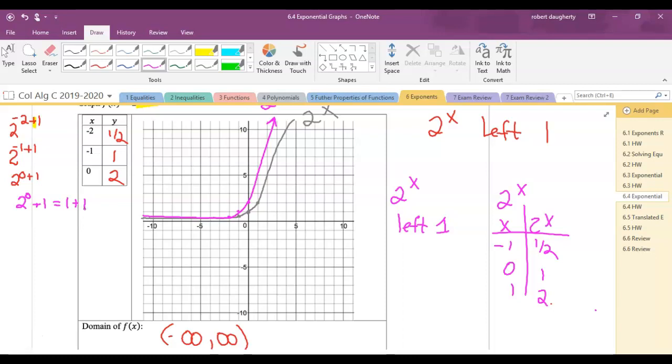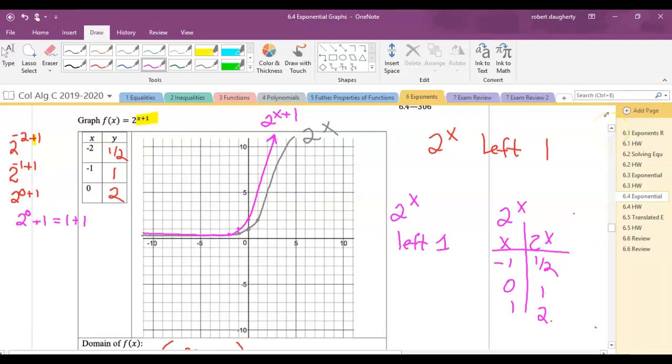What you always do, you look and see, I'm graphing 2 to the x plus 1. I want to figure out, where does x plus 1 equal 0? X plus 1 is equal to 0 when x is -1. That's the one that I graph here, okay? And then I pick a number on either side of it. So whatever this exponent is, what makes it 0? That's your middle number. Pick the number on either side of it, okay?